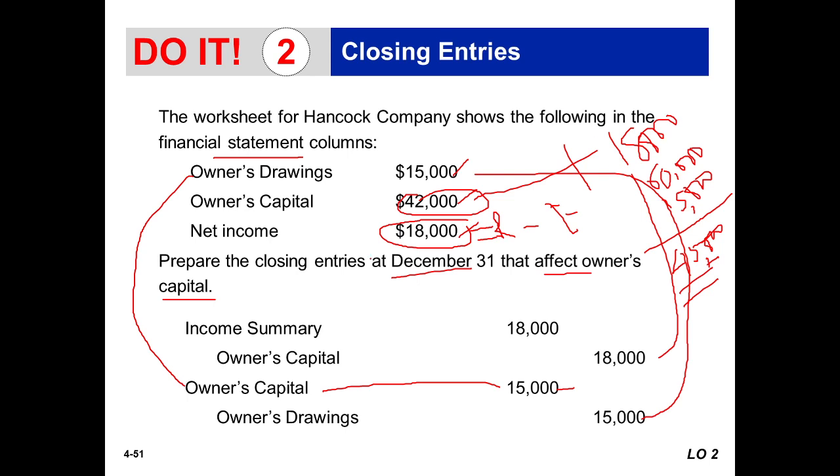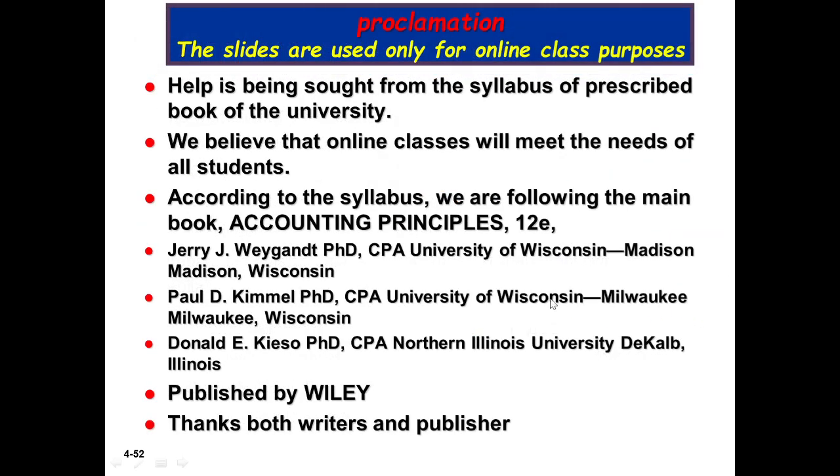Actually, this is the owner's capital 42,000, and this is the net income 18,000. After addition, we are getting 60,000, and after subtracting owner's drawing, we are getting 44,000. This is our closing capital.